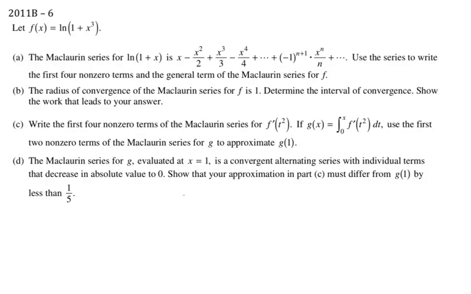Hello, let us look at this question, number 6 from year 2011, Form B. First, it says the Maclaurin series of ln of 1 plus x is given in this manner. Now they want us to use the series to write the first 4 non-zero terms and the general term of the Maclaurin series for f.